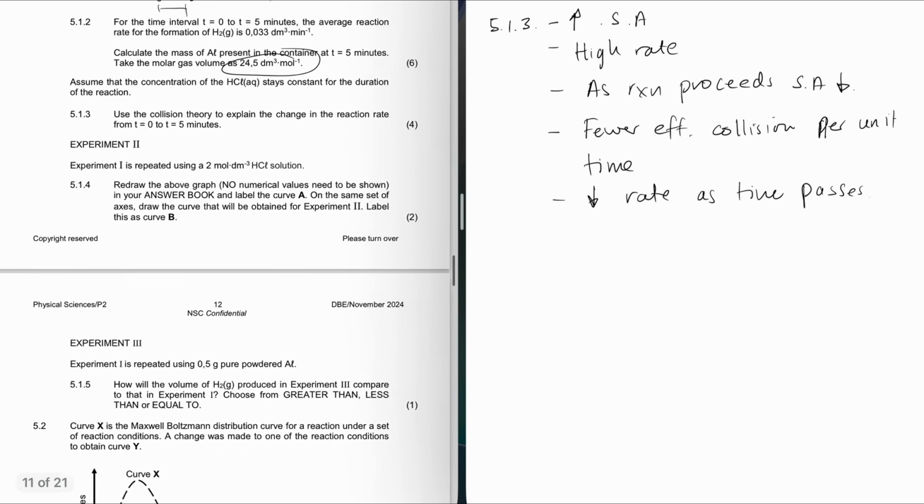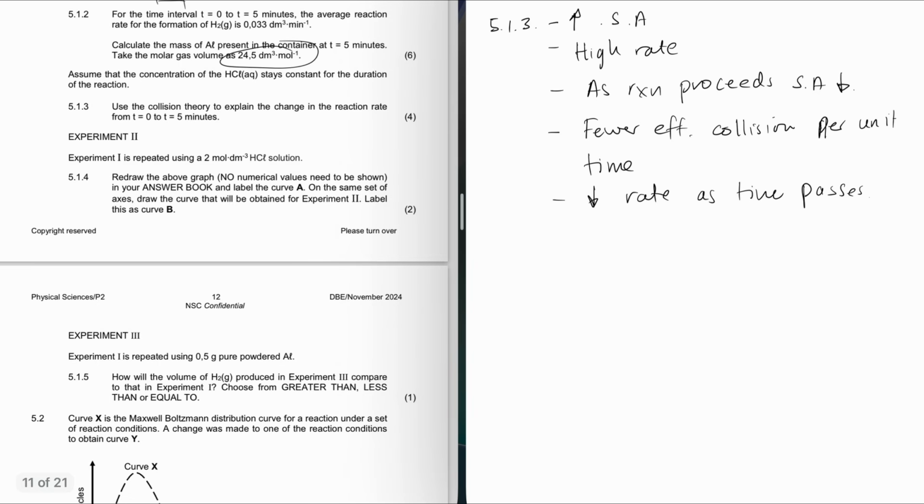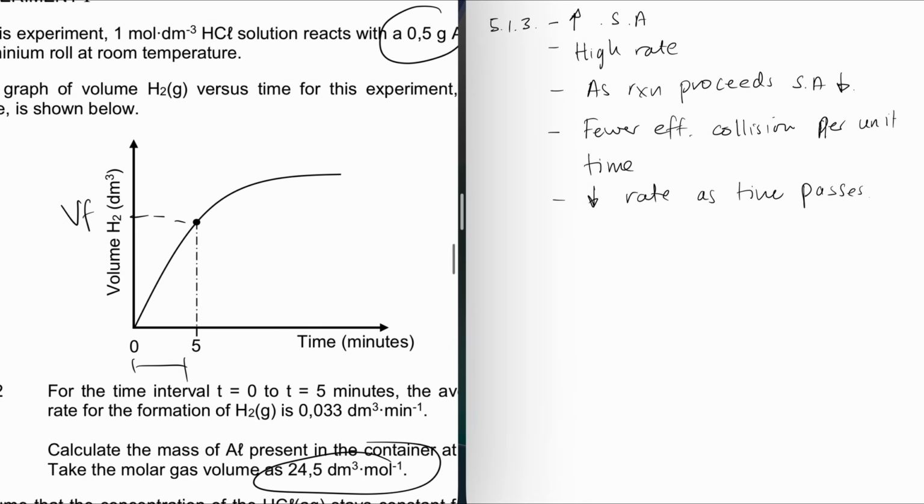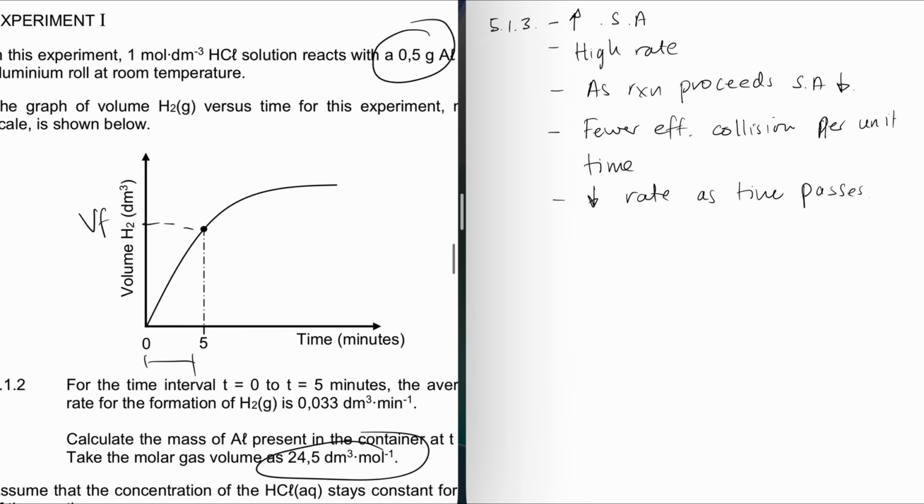Now question 5.1.4, experiment 1 is repeated using a 2 mole per dm cubed solution. Redraw the above graph and label it. So I'm just going to draw it on here. So if we use a higher concentration, at the beginning in experiment 1 we used 1. So if you use a higher concentration, you essentially have more moles, more particles, more effective collisions, higher rate.